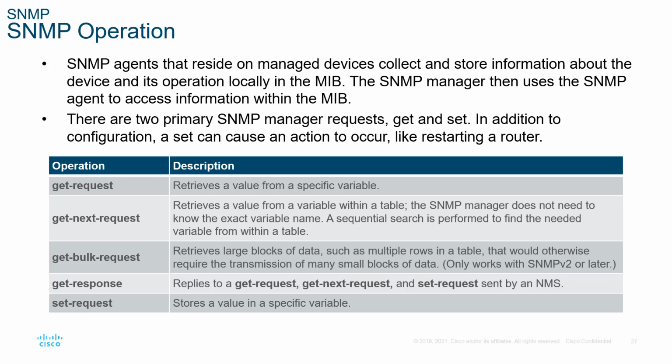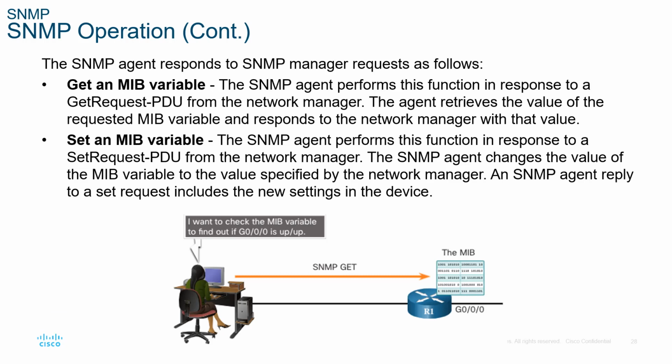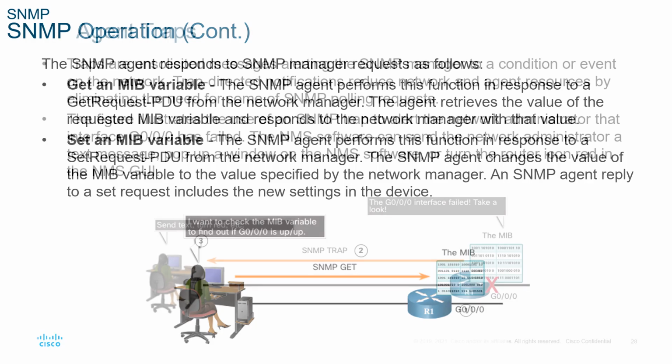So what actually happens with these requests? Essentially, the agent will respond to the manager's request as follows. It will get an MIB variable. The agent will perform the function depending on whatever it's supposed to be doing. Then it will set the appropriate variable if that's what was required. So the first one would be obtaining information. The set will be actually setting the variables on the agents.